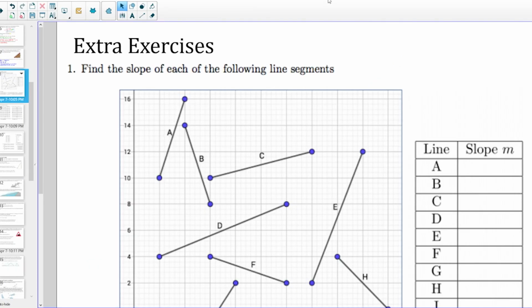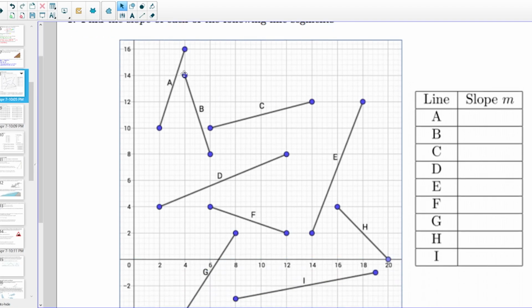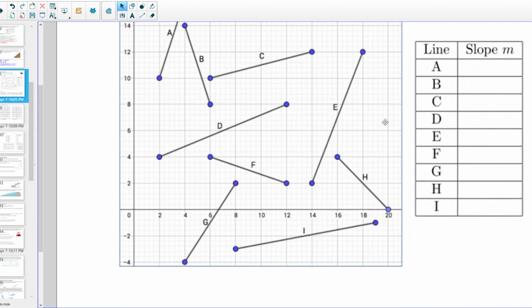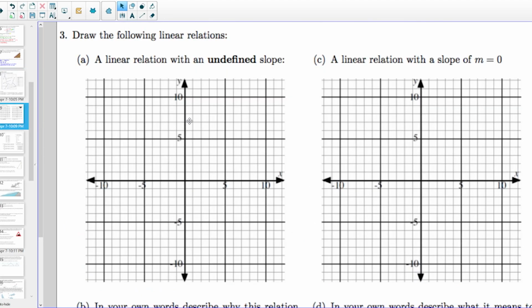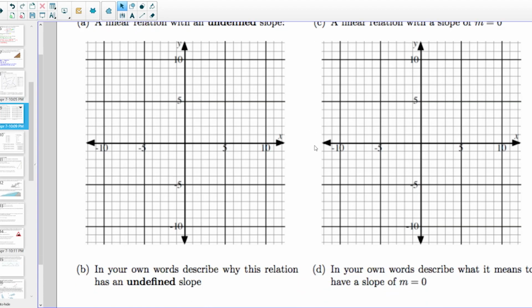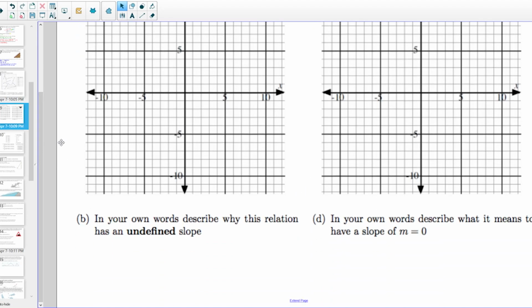So here on the next two slides, you'll find a few practice problems that you can try out. You're going to be looking at the slope of each line segment here, and then answering some questions about slope. There are also a couple of questions here asking you about the undefined slope and if a linear relation has a slope of 0. Pause now and try these out, and I will show the answer key on the next page. When you're ready, go ahead and unpause, and we'll continue the lesson.